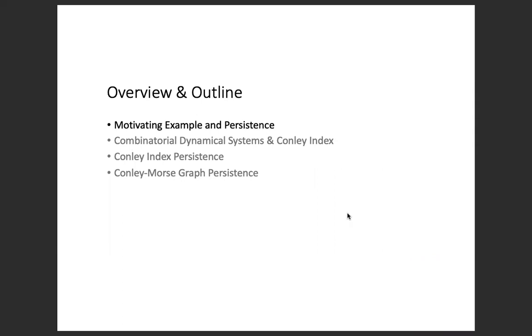Okay, so the title of this talk is, of course, about capturing changes in combinatorial dynamical systems. So I'm actually going to start with a motivating example about what exactly we're hoping to accomplish here, and then we'll go into some of the background and the theory we use to accomplish this.